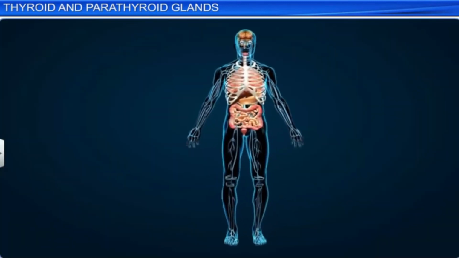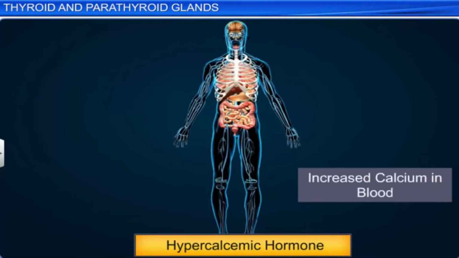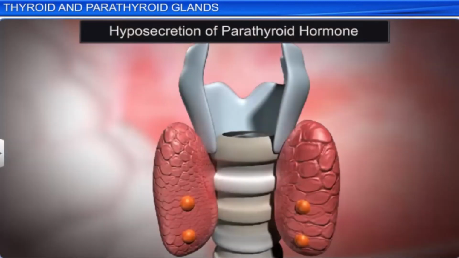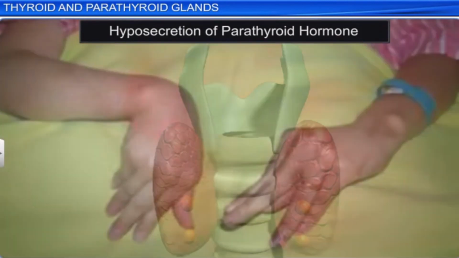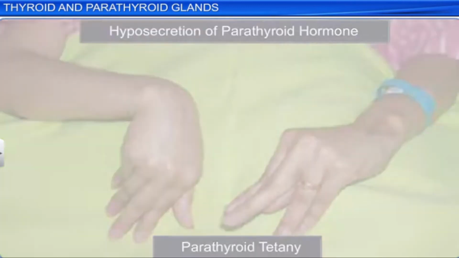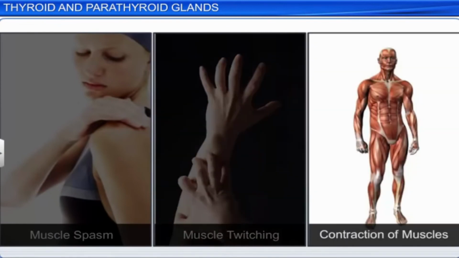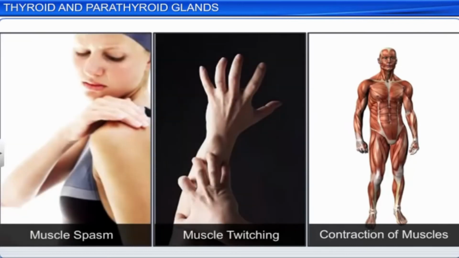Hence, parathyroid hormone is known as a hypercalcemic hormone, as it increases the level of calcium in the blood. Along with TCT, it plays a significant role in balancing calcium in the body. Hyposecretion of the parathyroid hormone causes a medical condition called parathyroid tetany. It is characterized by muscle spasms, twitching, contraction of the muscles of the face, hands, feet, etc.